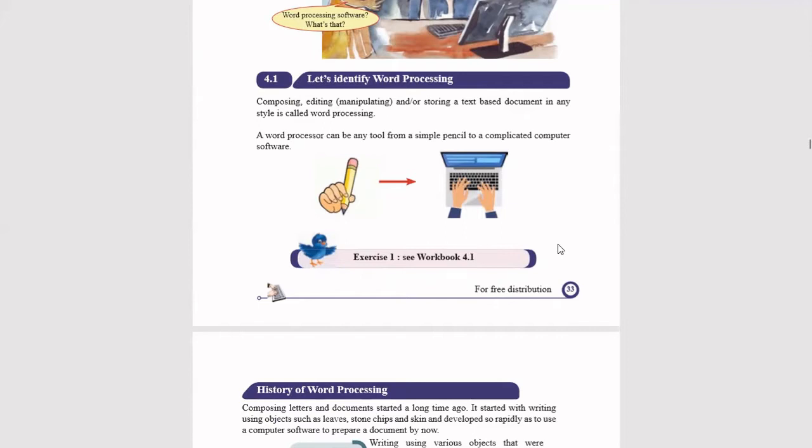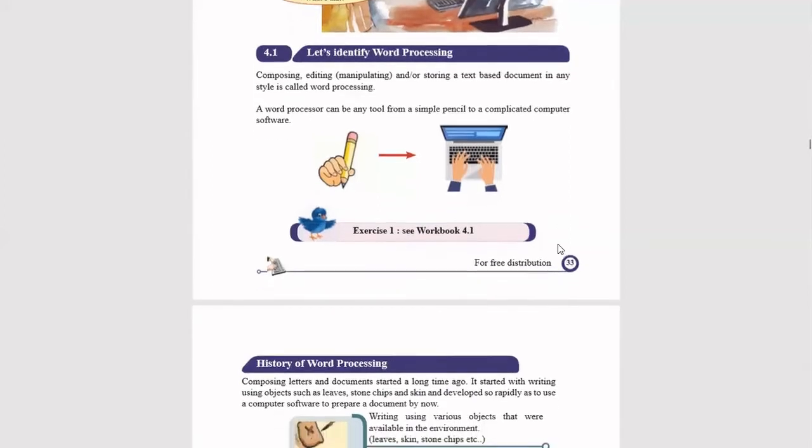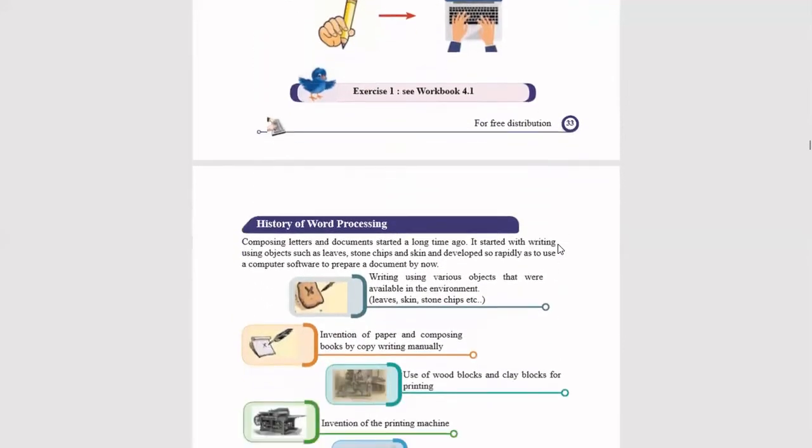A word processor can be a pencil, or it can be complicated computer software. That's the most important thing to learn, because a word processor means it's processing the words. For that you can use a pen or pencil as well, but in this chapter we are mainly focusing on computer software.